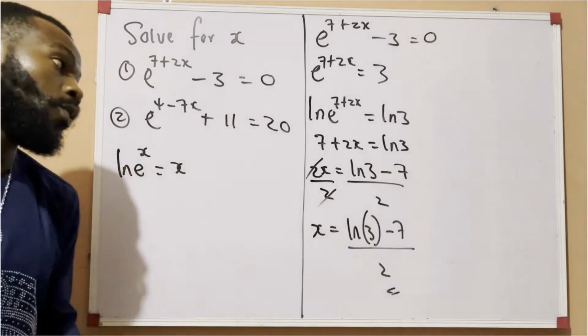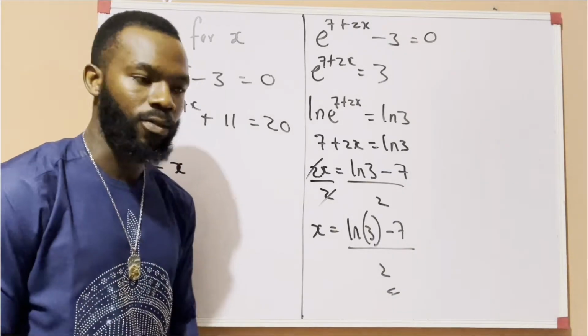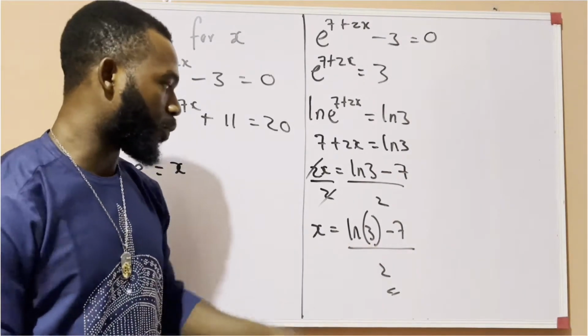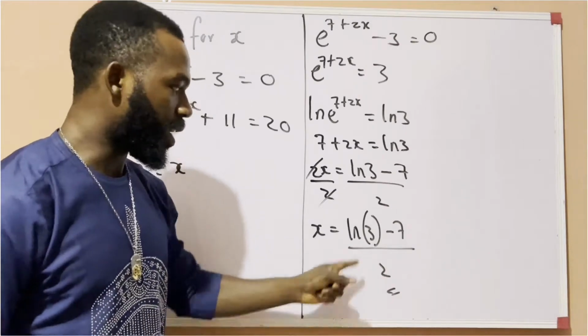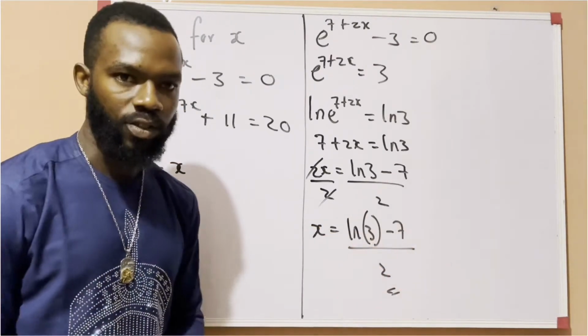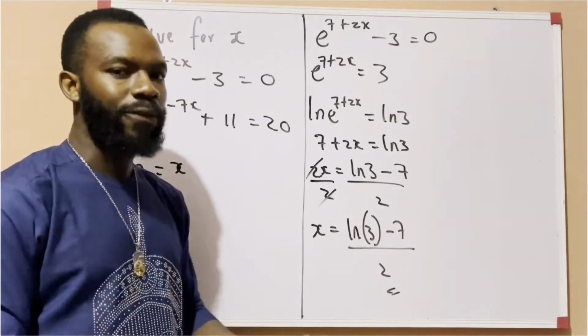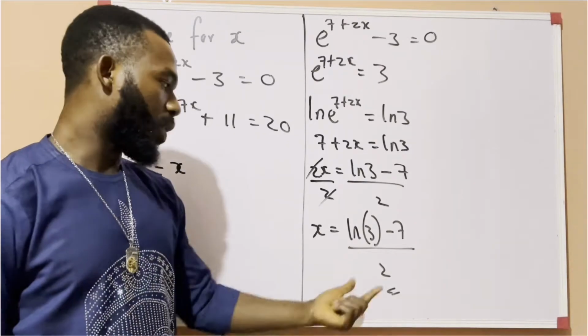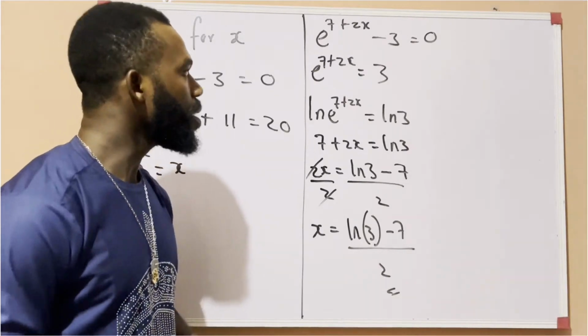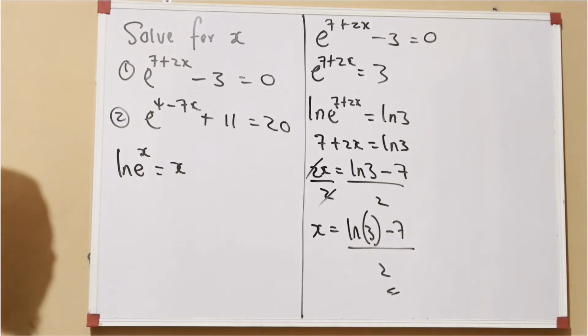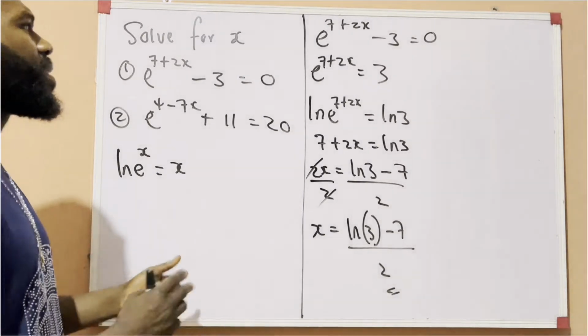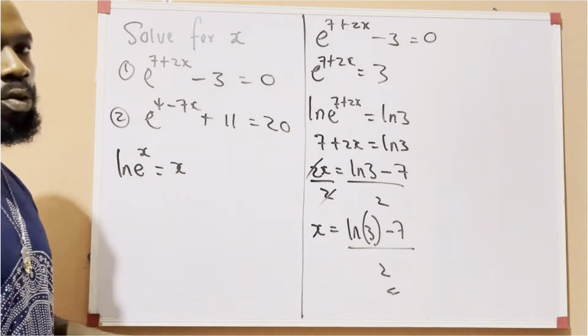So if you want to go further in the calculation, you can use your calculator to find the ln of 3, then subtract 7 from it and divide by 2. You will also get the simplified form of x. But we can leave it like this in this video. Okay, so this is how you can solve question number 1. And we can also apply the same rule in solving question number 2.